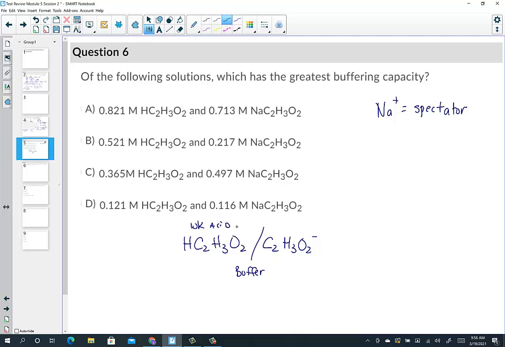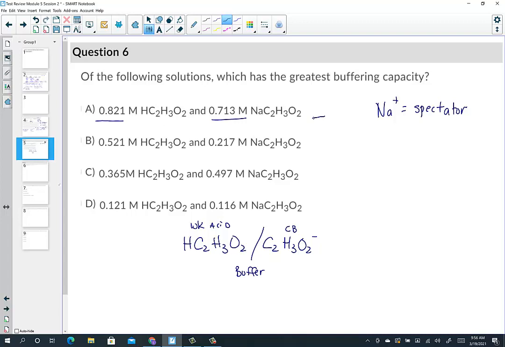So what does buffering capacity mean? Well, it simply means which one of these pairs is going to be able to handle strong acid or strong base as it's poured into this solution. The greater the buffering capacity, the greater the concentration available to neutralize the addition of a strong acid or a strong base to help it resist a change in pH.